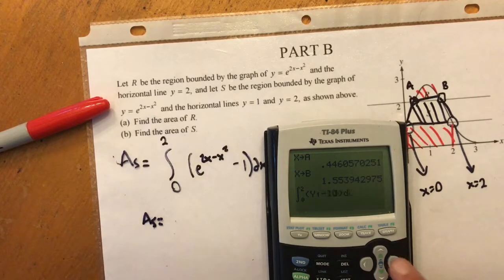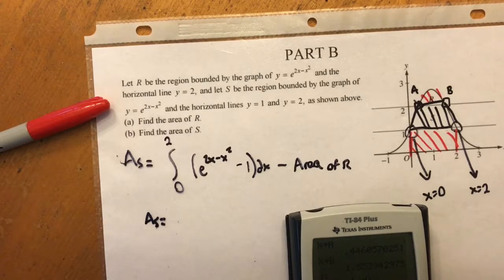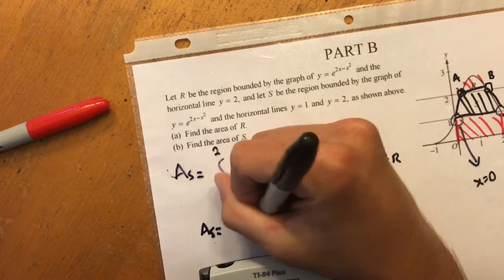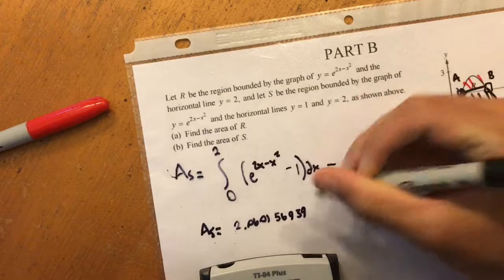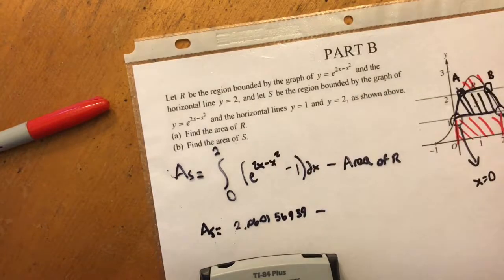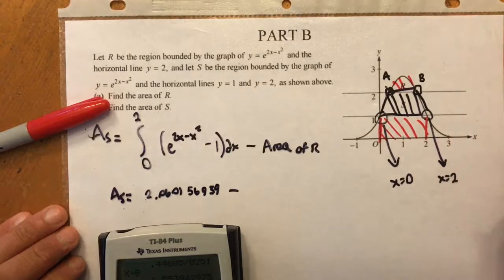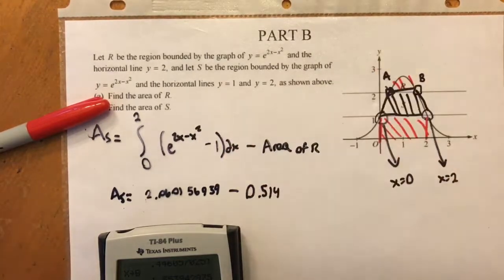And I'm going to subtract the 1 which we said, which will eliminate all of this area. Throw the dx on the end of there, and that's going to give us a value of 2.060156939. And then to subtract the area of R, if you look back at part A, the area of R we found to be 0.514. So we're going to subtract that, minus 0.514.